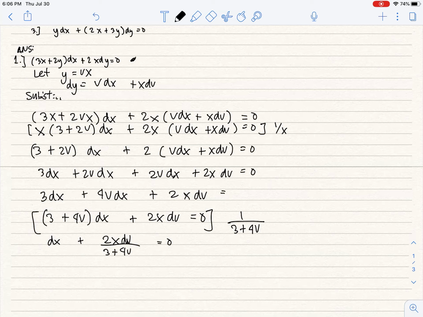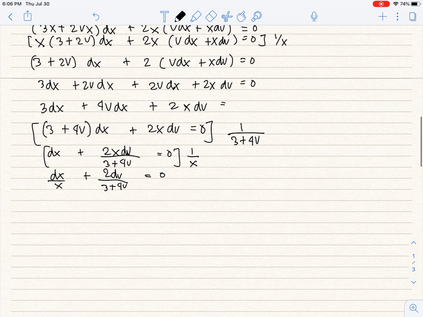Okay, so this is almost done but naay sagad na x dira and then dapat v lang tanan. So we are just simply going to divide the equation by x or multiply by its reciprocal. It's just the same. So this is now dx over x plus 2 dv over 3 plus 4v is equal to 0. Okay, so this is now a variable separable equation or differential equation.